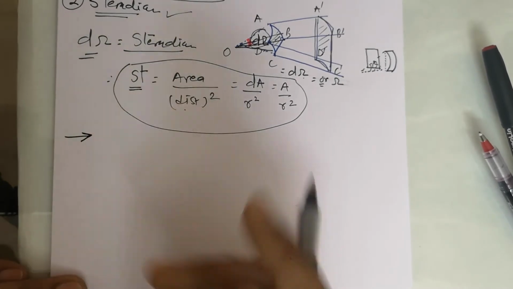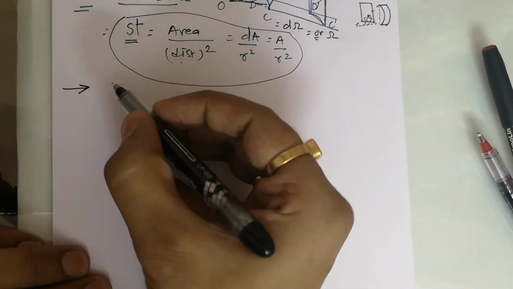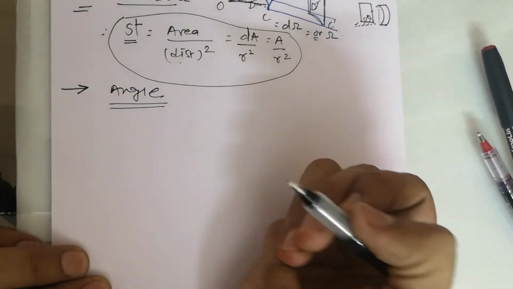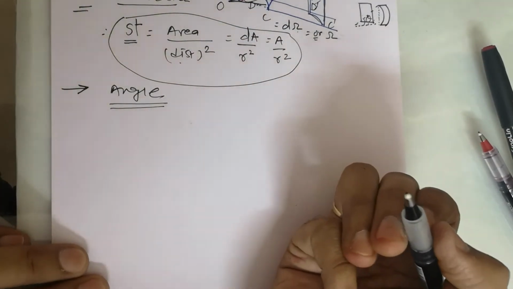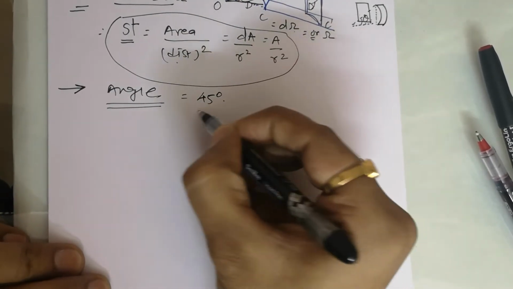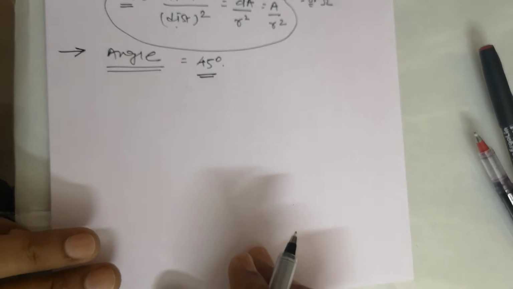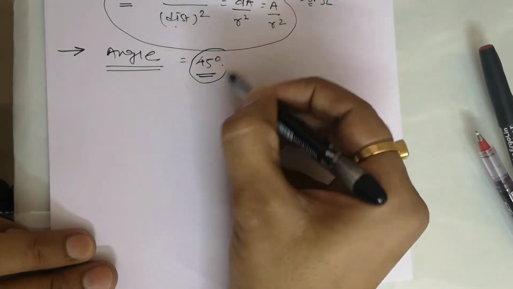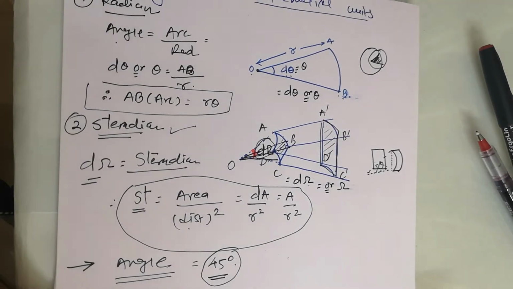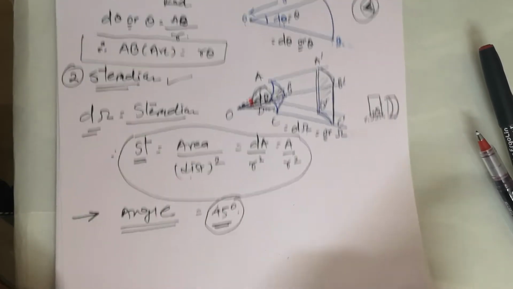One more important point: basically we are habituated to finding curvature in terms of angle. Let's say I have 45 degrees. Now, whenever you are using radian or steradian, there is another convenient method to convert this in terms of a radian.